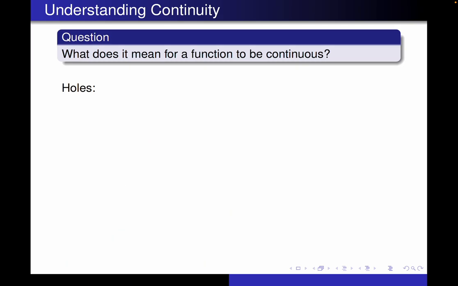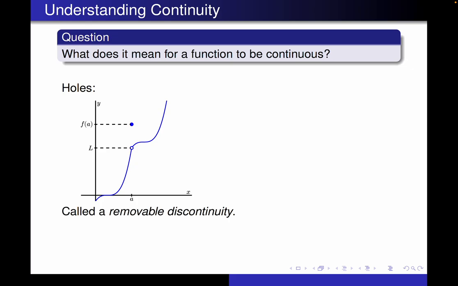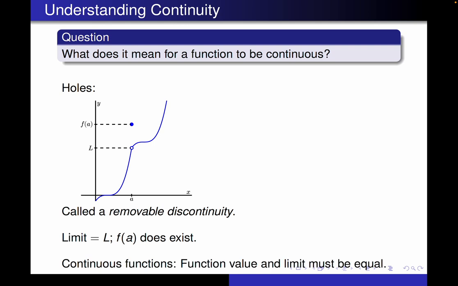And then finally, we get another example of having a hole in the graph. Here this is again called a removable discontinuity. Again, the limit exists. In this case, since we put up that point for f of a, the f of a also exists, but they're not the same. And so the lesson here is that not only does the function value at x equals a have to exist, and the limit as well, but they must be equal.